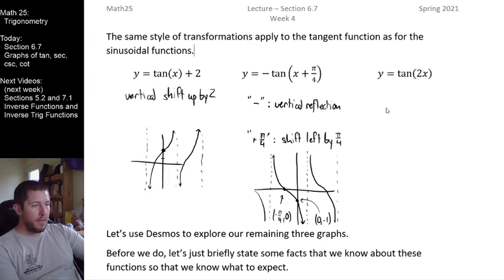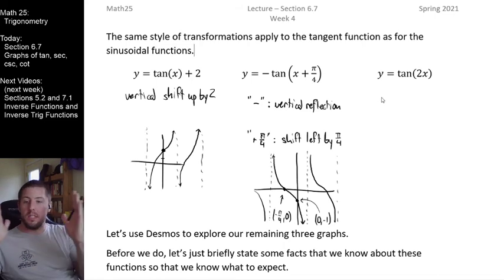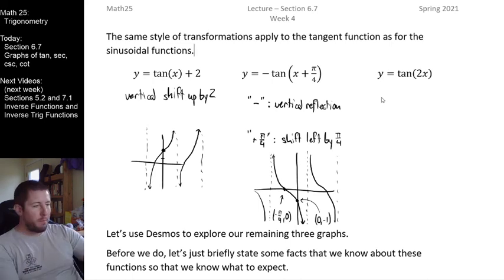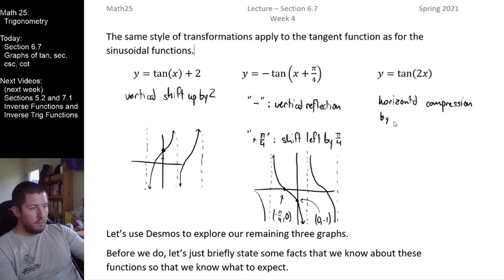Right? So now I'm going to be getting that this is a horizontal compression by a factor of 2. We're only getting 1/2 of the width of a period as we used to. So horizontal compression by a factor of 2.